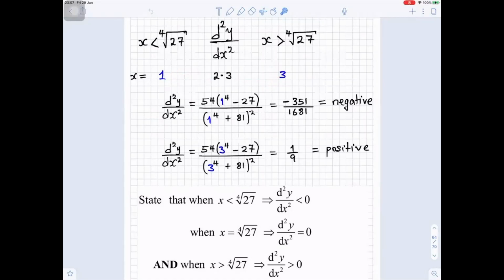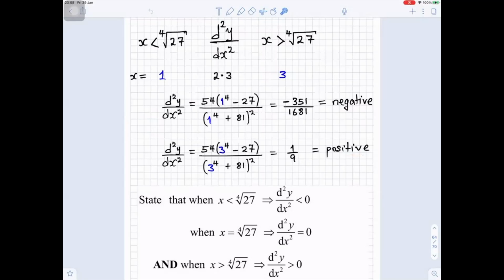Where do we put this? We put the 1 in that d squared y over dx squared. So we put 1 there and we put 1 there. And when you put it in your calculator, you'll get minus 351 over 1681, which is a negative. Now we go and use 3. We put 3 there in place of x and put 3 there in place of x. Put that in your calculator, you get 1 over 9, which is positive. So we see that there's a change of sign, negative to positive.